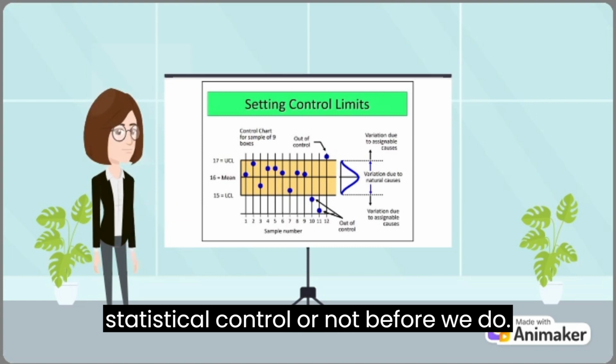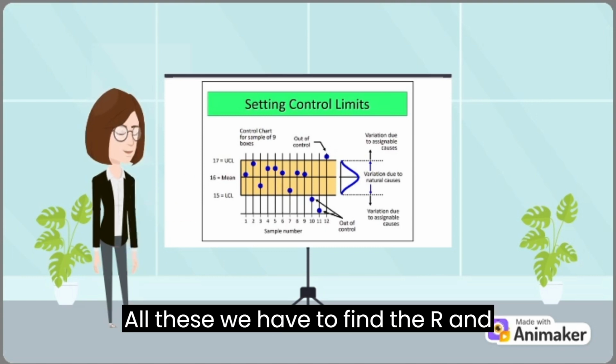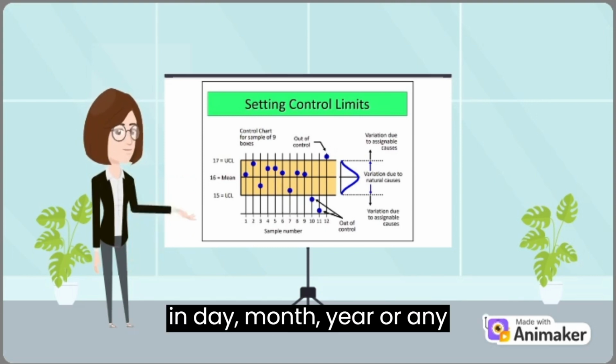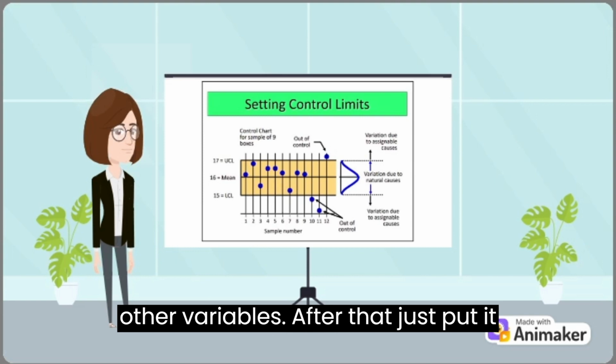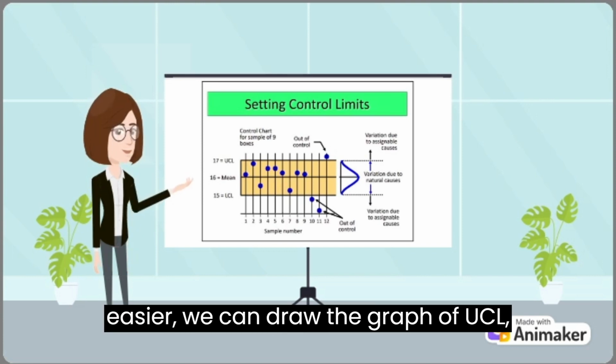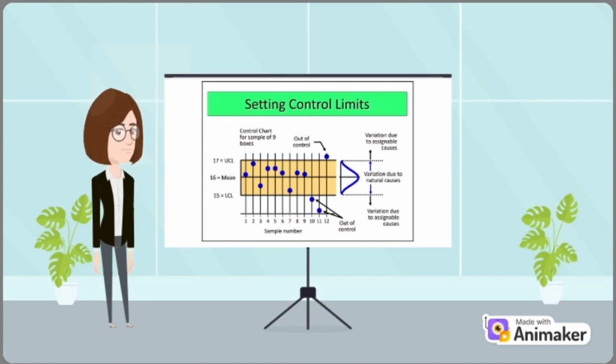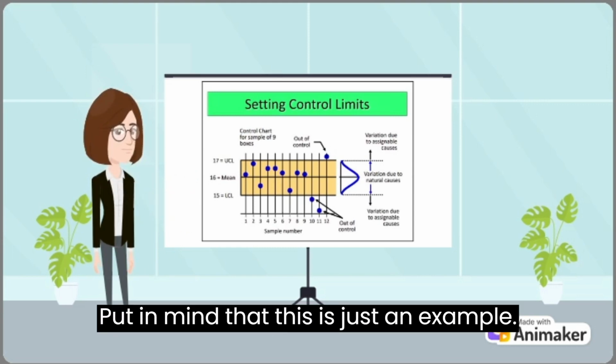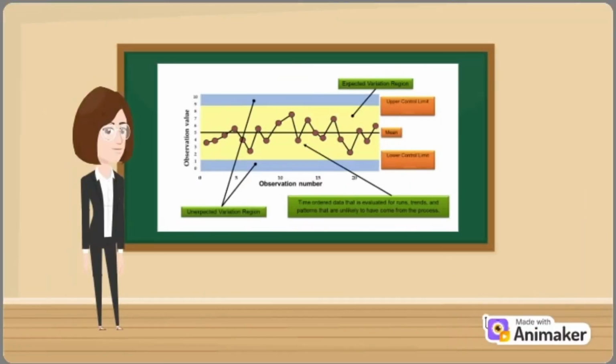Before we do all these, we have to find the R and X bar first for each period. It can be in day, month, year, or any other variables. After that, just put it into the formula. If we want to see it easier, we can draw the graph of UCL, center line, and LCL just like this. Keep in mind that this is just an example.